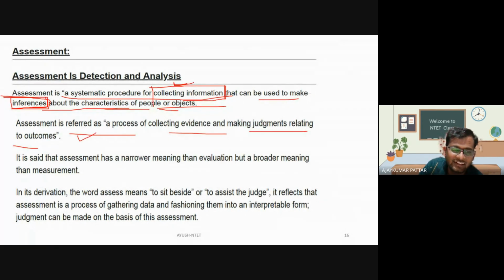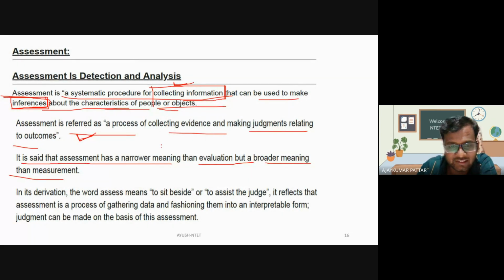We will see this sentence. You will understand it later on. It is said that assessment has a narrower meaning than evaluation, but a broader meaning than measurement. Measurement fits in the center. So this is measurement, this is assessment, this is evaluation. M means measurement, A means assessment, E means evaluation.